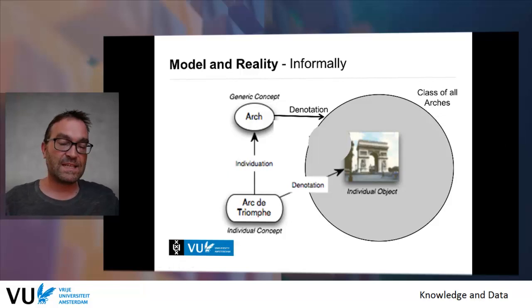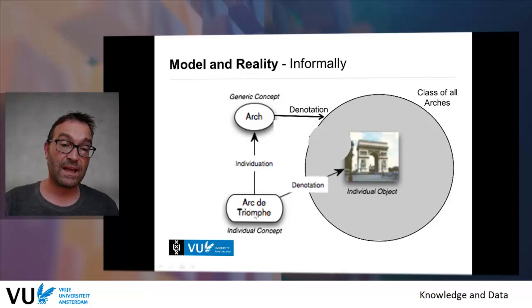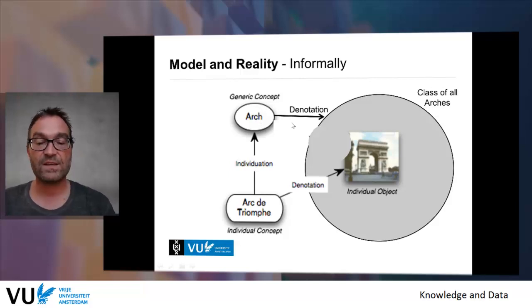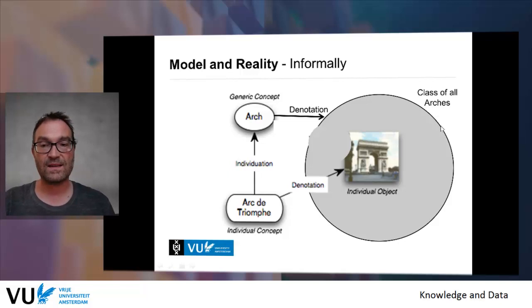And then we do the same trick that we did before with the knowledge representation, that we have a statement which says, for example, Arc de Triomphe is an instance of the concept arc. And then we interpret this as a class of all the arches, and the specific object, the Arc de Triomphe, should then be in the class of all the arches. So basically we denote the generic concept of arch by the set of all the arches, and we denote the Arc de Triomphe individual object that we have in our database as a specific object that should be interpreted to be an instance of the class of arches.